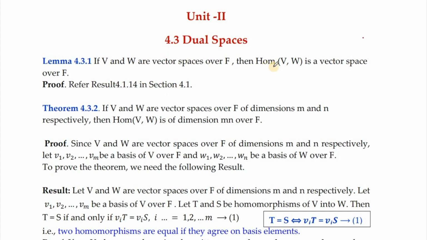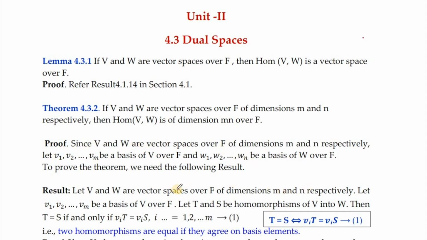So we consider this Hom(V, W), define the two operations, addition and scalar multiplication, pointwise, and established that it is a vector space over F. Now in the next theorem that we are going to prove, if V and W are of dimensions m and n respectively, then Hom(V, W) is of dimension m times n. Since V and W are vector spaces over F of dimensions m and n, we can have v1 to vm to be a basis of V and w1 to wn to be a basis of W.